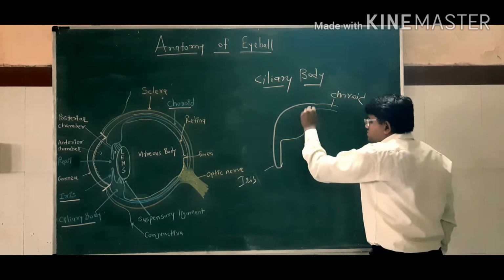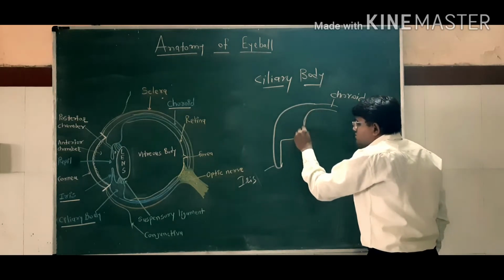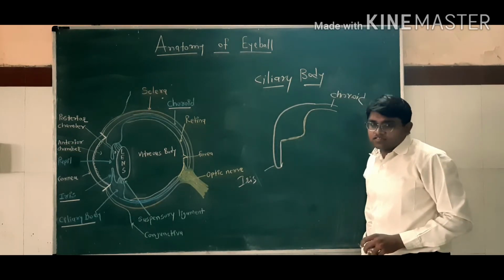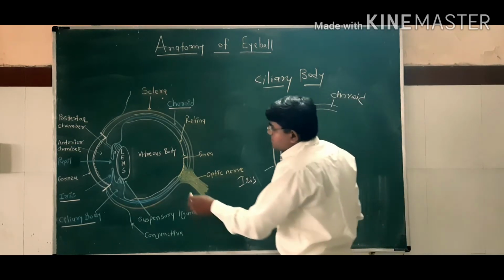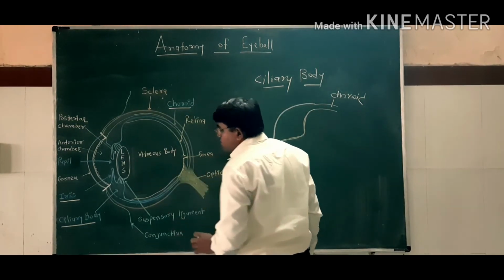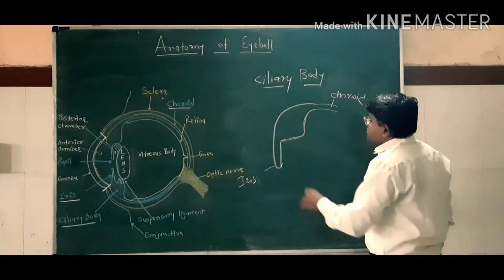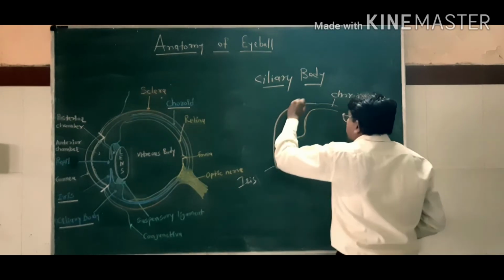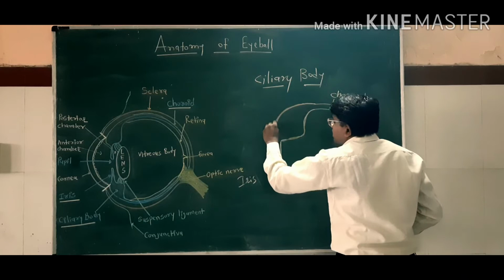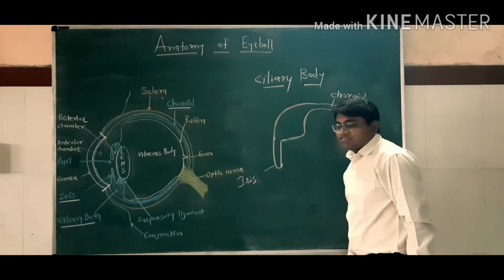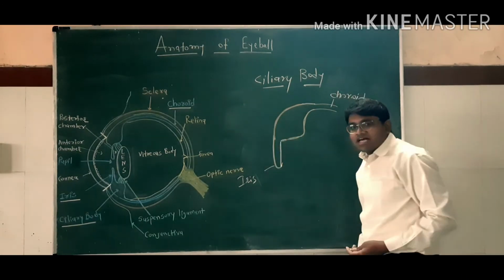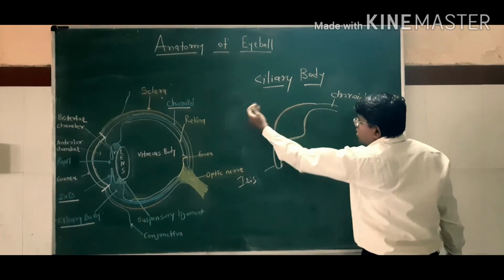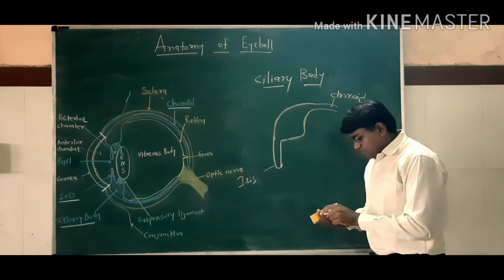This inner surface is known as the vitreal surface, because it is in contact with the vitreous body, whereas this outer surface is known as the scleral surface because it is in connection with the sclera. So this is the vitreal surface and the outer is the scleral surface.